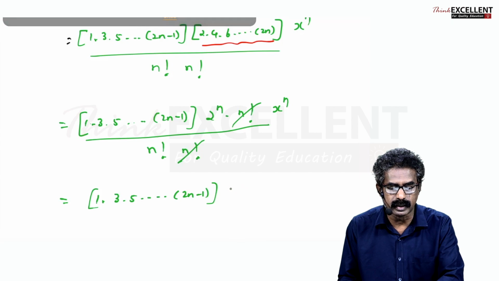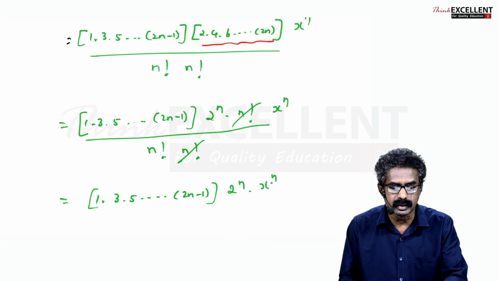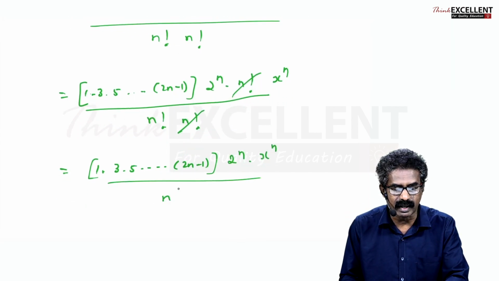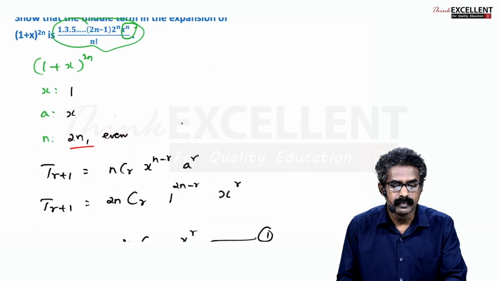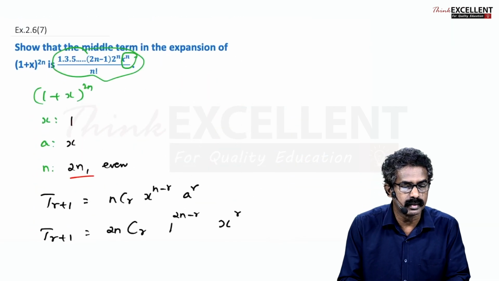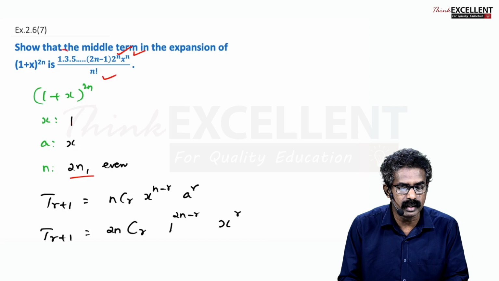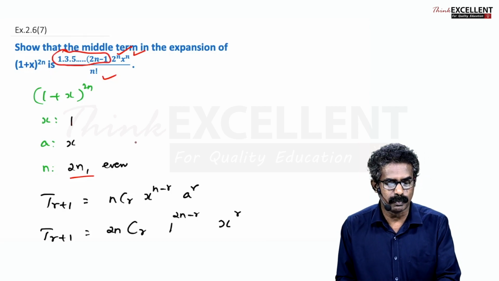First you write 2 raised to N into X raised to N by N factorial. 2 raised to N, X raised to N, yes. So we are getting that answer, right? 2 raised to N, X raised to N by N factorial. Here 1 into 3 into 5 into etc. up to 2N minus 1. So hope you understood this one.